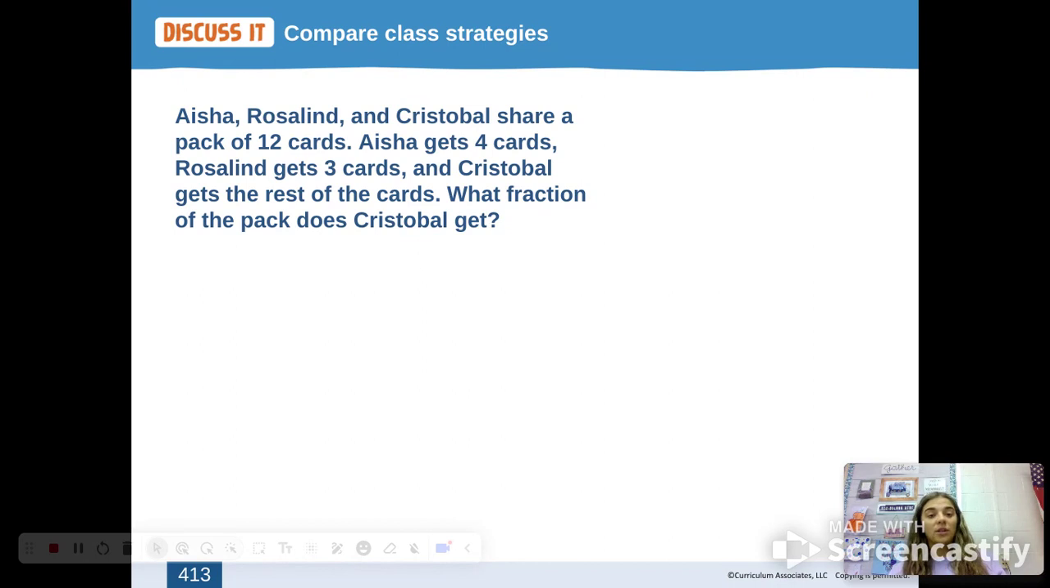So I would read the question for them. Aisha, Roslyn, and Cristobal share a pack of 12 cards. Aisha gets 4 cards. Roslyn gets 3 cards and Cristobal gets the rest of the cards. What fraction of the pack does Cristobal get?